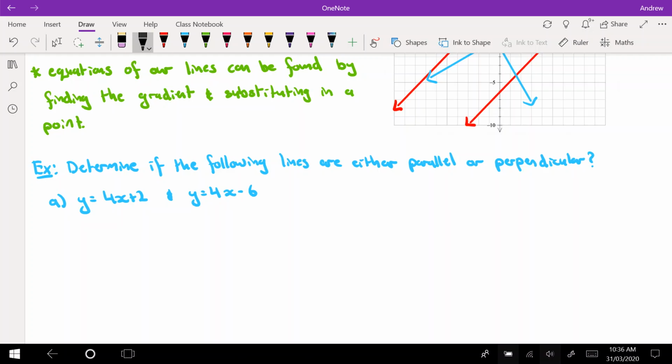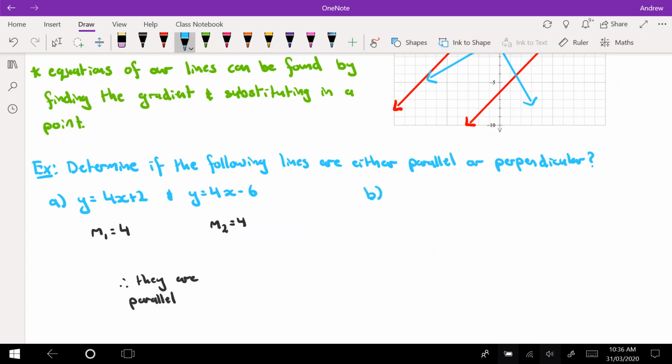So what's the gradient of line 1? Well, it's that m in front of my x, so it's 4. The gradient of line 2 is also 4. Well, since they have the same gradients, we know that these two lines are parallel. These two lines are parallel.